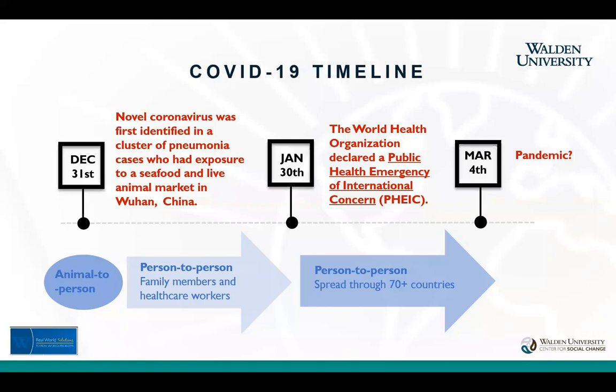On January 30th, the World Health Organization declared the outbreak a public health emergency of international concern. And through February, the virus continued to spread through person-to-person transmission through more than 30 countries. Now, over the past few days, we've seen it spread even farther, and it's in over 70 countries. And we've seen reports of community spread, which means that some people who have been infected are not sure where or how they became infected.